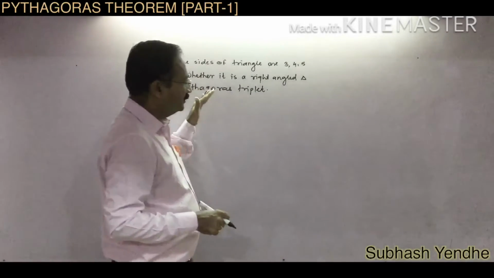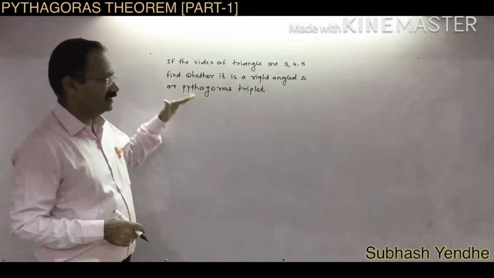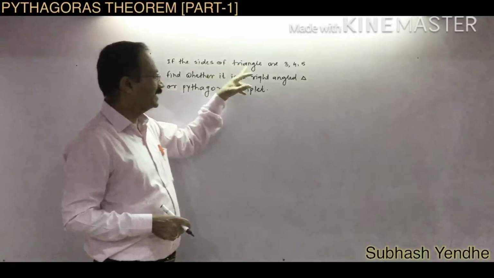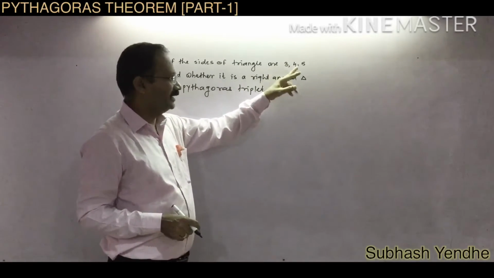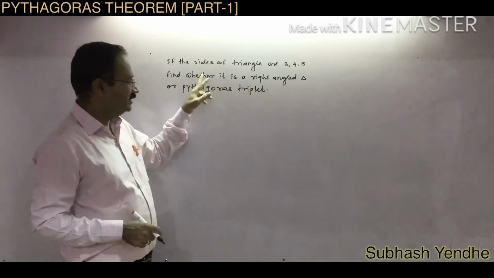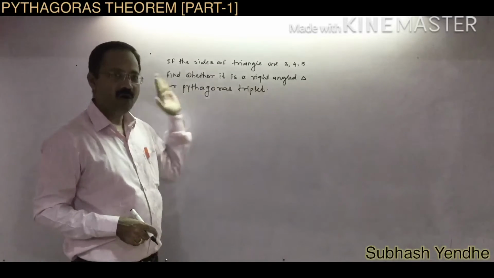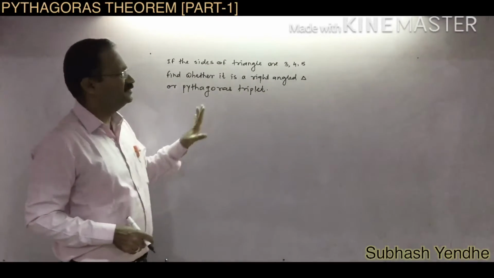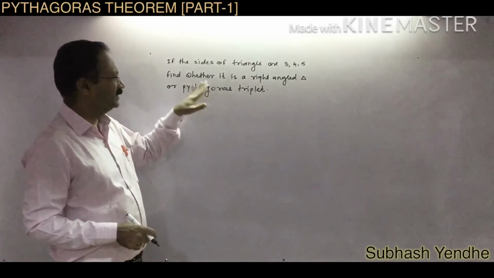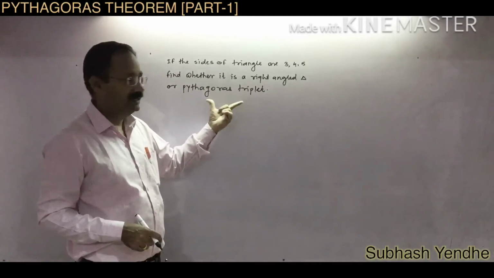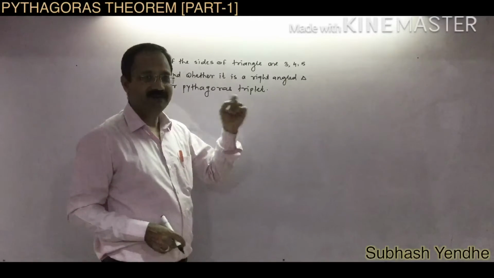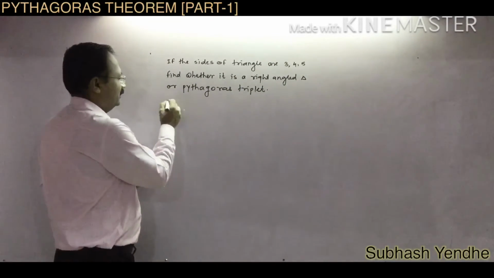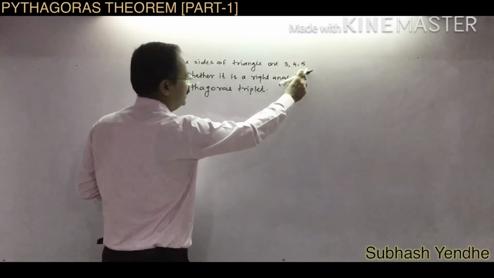So student, the next question which is related to the Pythagoras theorem is if the sides of triangles are 3, 4 and 5, find whether it is a right angle triangle or is a Pythagoras triplet. That is one simple idea to find out the Pythagoras theorem. ये Pythagoras का triplet है या right angle triangle है, उसे find out करने के लिए there is a simple idea. क्या है ये? It's very simple. Which is the largest side is here?